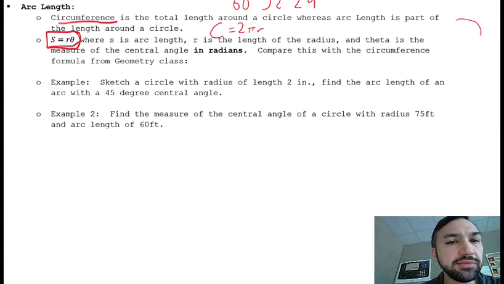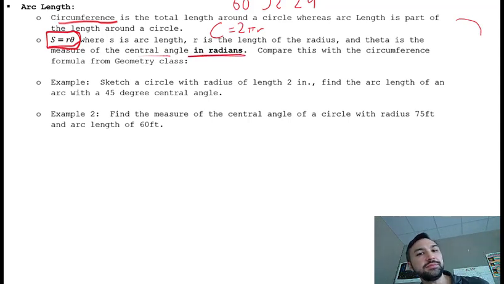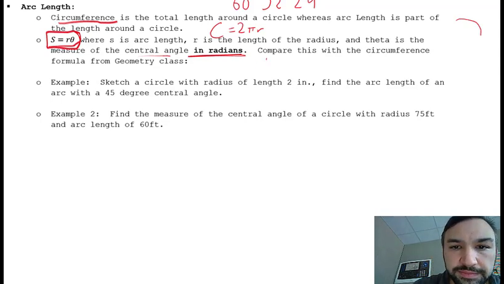And then this formula, S represents arc length, R represents the length of the radius, and theta, this little Greek symbol, is the measure of the central angle in radians. I put that in bold. Okay, so here's circumference.